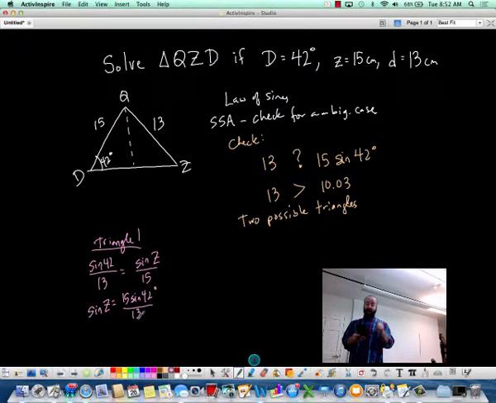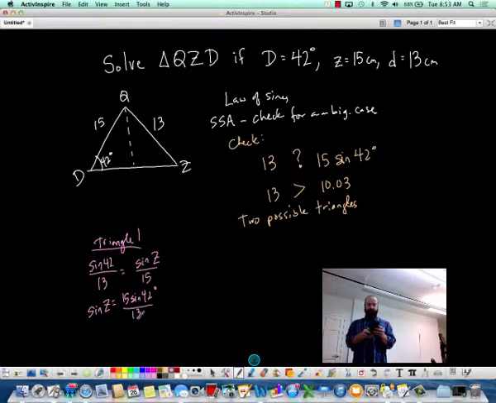So what I'm going to do now is plug it in my calculator. 15 times the sine of 42 degrees divided by 13. That gives me about 0.772. And then to find big Z, because I'm taking the sine of that, I need to do the inverse sine of that number that I just found. So inverse sine of answer.